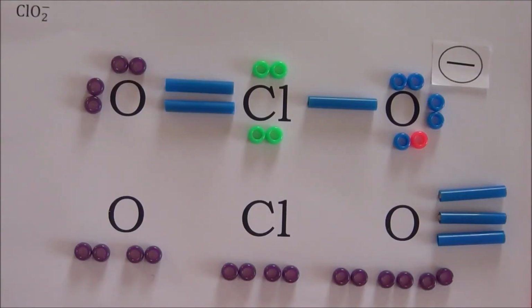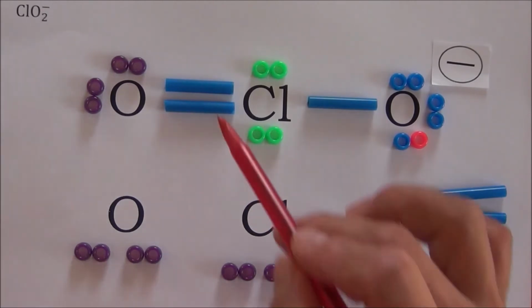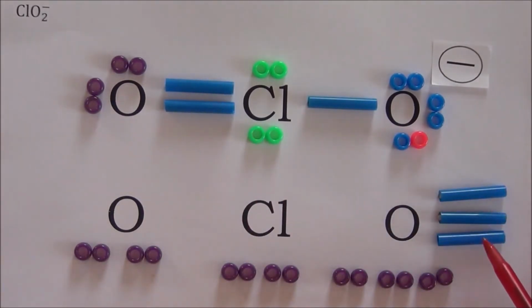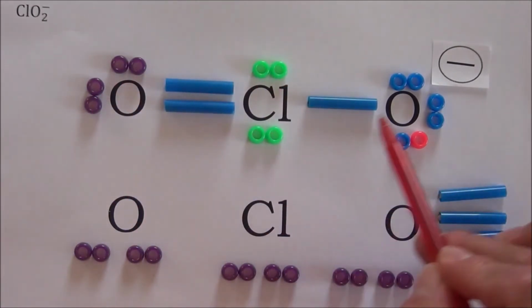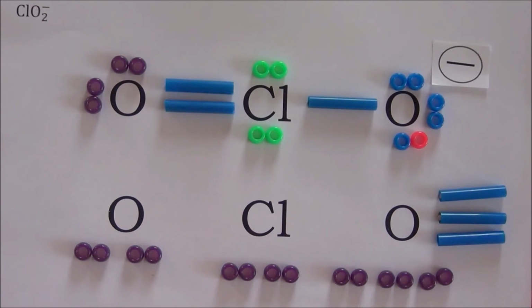Now let me show you how to get other resonance structures from the structure we just got. In general, all resonance structures should have the same number of bonds and the same number of lone pair electrons. 1, 2, 3, 1, 2, 3. 1, 2, 3, 4, 5, 6, 7 pairs. 1, 2, 3, 4, 5, 6, 7 pairs.